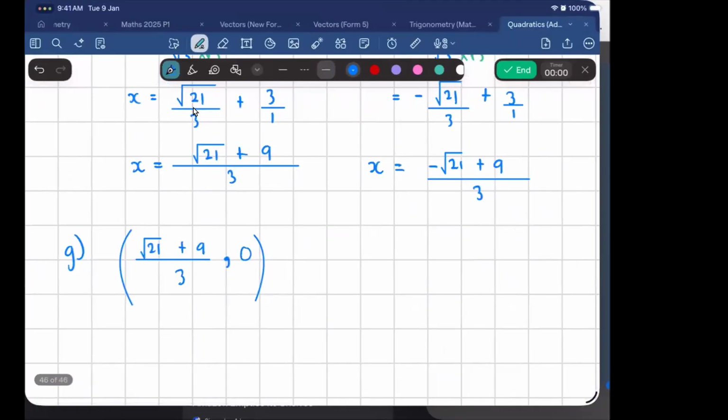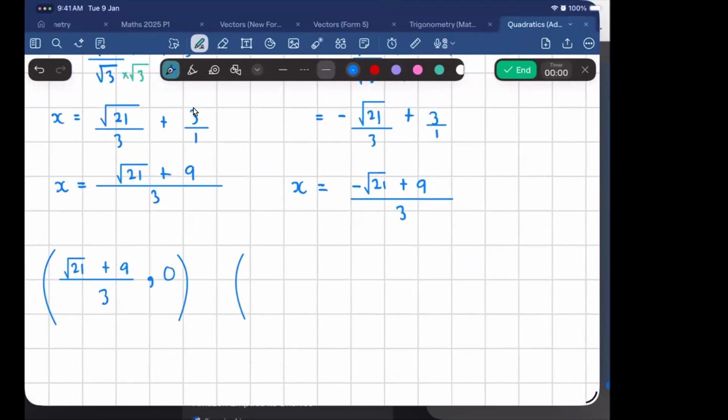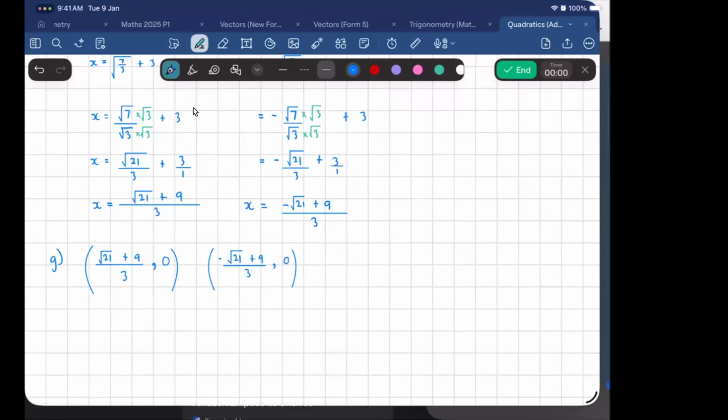Zachary, what's the other X-intercept? So that would be minus root 21 plus 9 all over 3, comma 0. Yes. So if they're asking for the roots alone, you're going to give the X value. If they're asking for the coordinates, you're going to give them the X and the Y value. All right? You hear that, Caleb? The X and the Y value. So Caleb, I don't know if you understood this question.